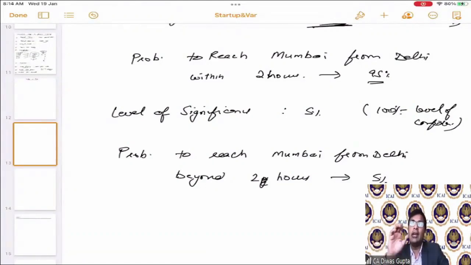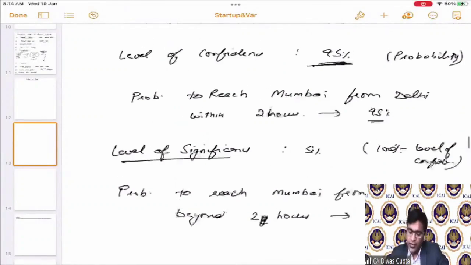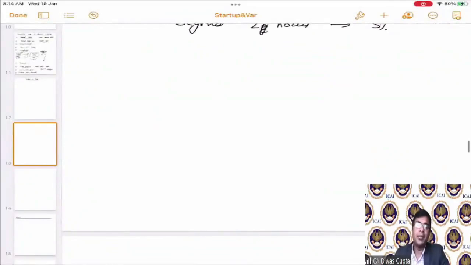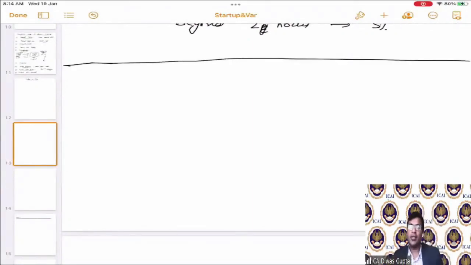Can I say that I have a 5% chance that I will reach from Delhi to Mumbai in more than 2 hours? You're getting my point? So this is what is called the level of significance. Level of significance is the exact opposite of the level of confidence. Correct? Now let me take another example. Let me relate now to the topic that we are studying. I hope the confidence level and significance level is understood to all of you.